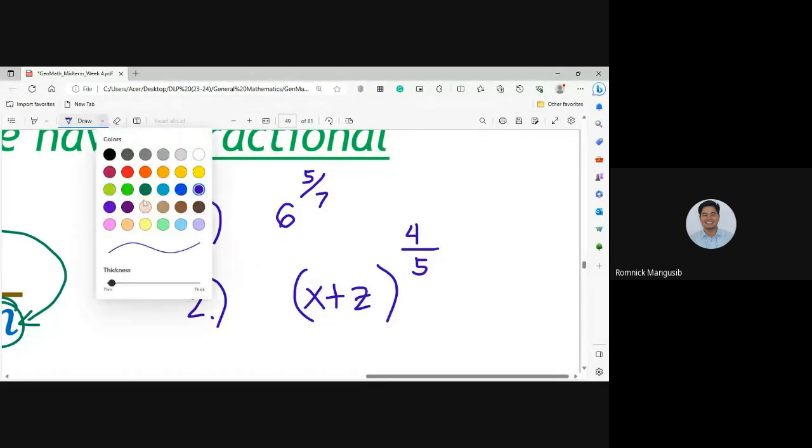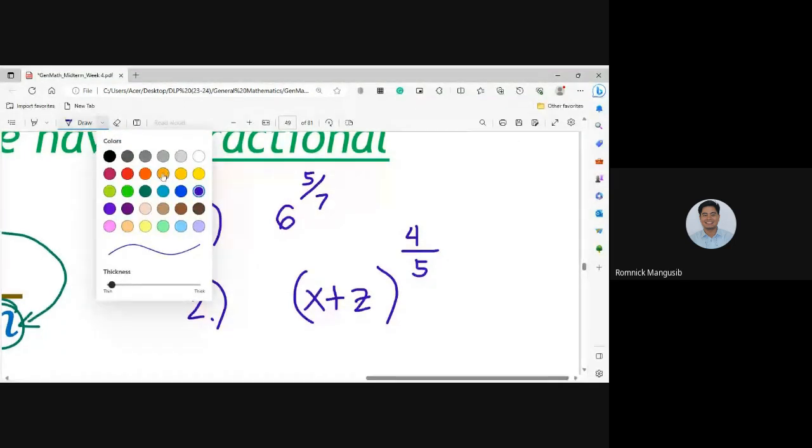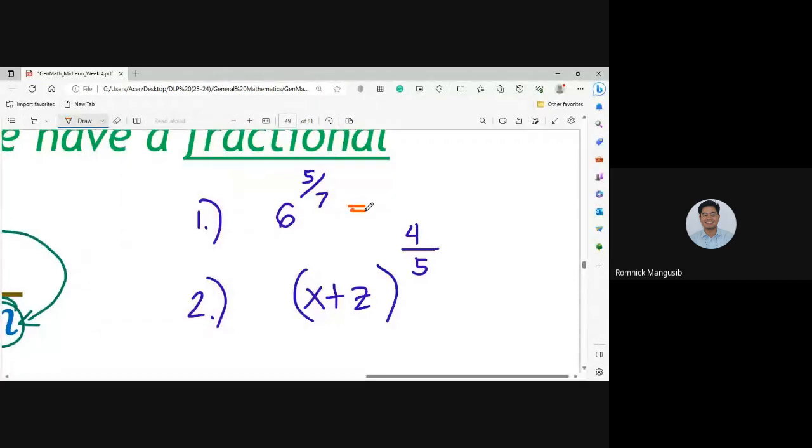Okay, let us now answer it. So, very simple for number 1. This is equal to, kopyahin mo muna yung base na 6, lagyan mo ng radical sign. Si 7, papasok dito as radical index. Si 5 naman, dapat nakapasok siya sa radical sign. Okay? Yung isa naman, that is x plus 7. Ay, z pala. Sorry, ako yung mali.